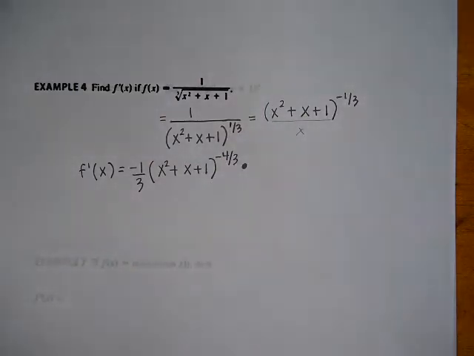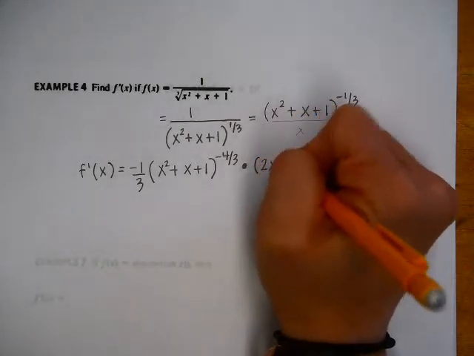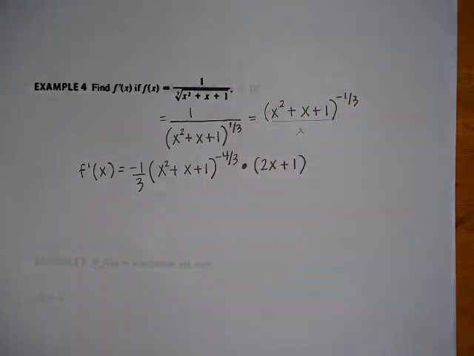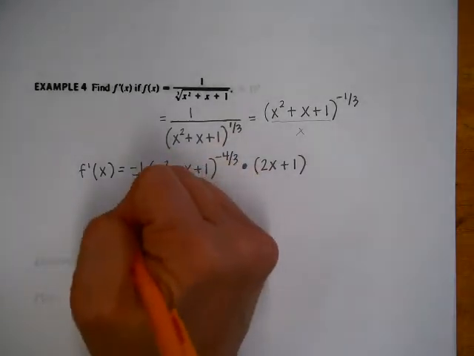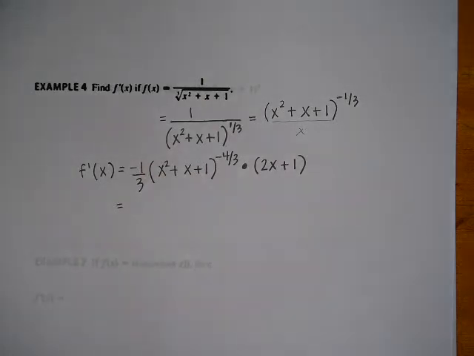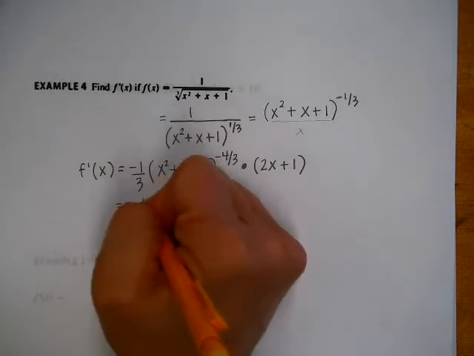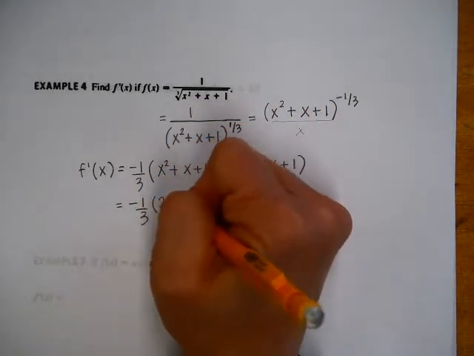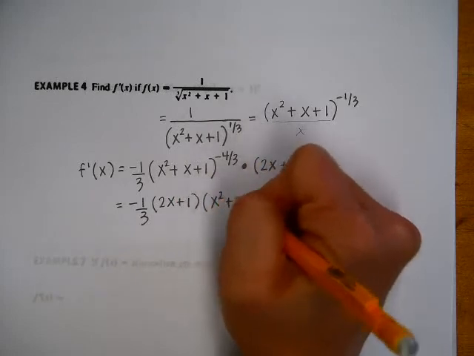times the derivative of the inside. And the derivative of x squared plus x plus 1 is going to be 2x plus 1. Okay? Again, simplify, pretty this up in any way that you can. For the most part, WebAssign will still let you put in your negative exponents. You could move it back to the bottom. You could write it with a power and a root, cube root to the fourth power. You could do that, but WebAssign will take it as is. So the only thing I'm going to do is bring out my 2x plus 1 in the front. It's not really a deal breaker, though.